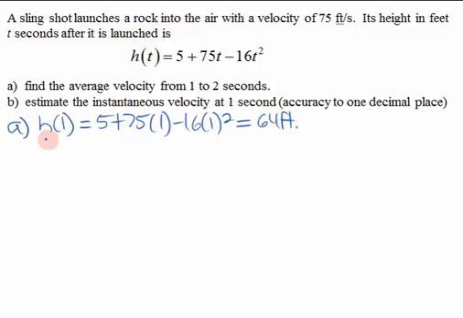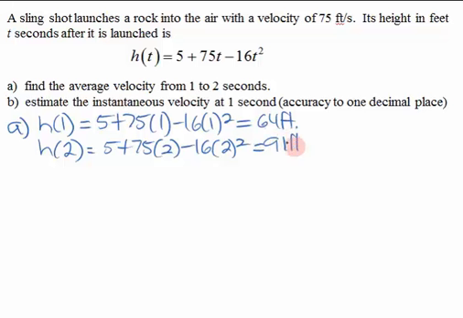Now I'm going to compute the height at 2 seconds, which is just going to be 5 plus 75 times 2 minus 16 times 2 squared. So that's going to be 155 minus 64, which is 91 feet.